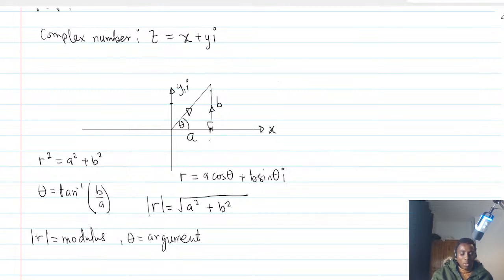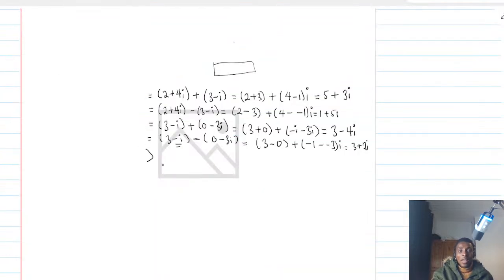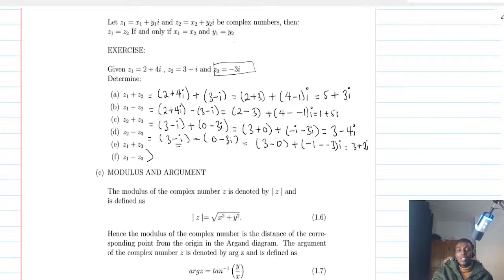So now it's very important to know that whenever you have a complex number, in basic terms, to find the modulus you just need to take the square root of x squared plus y squared. All right.